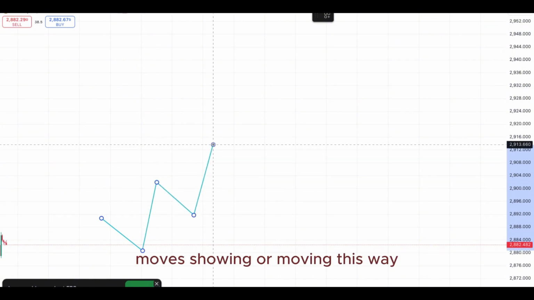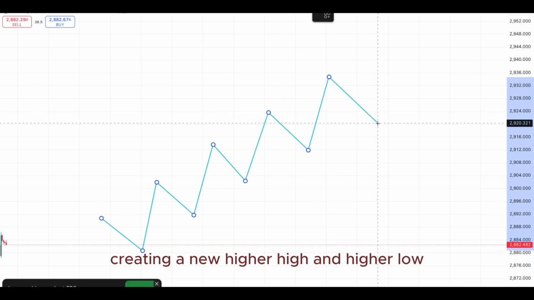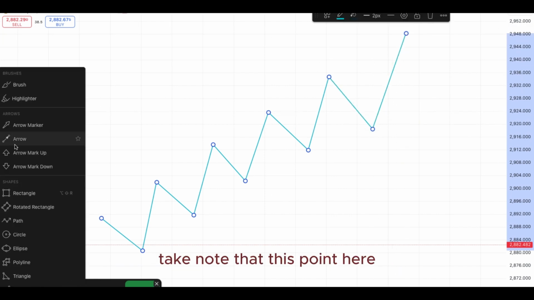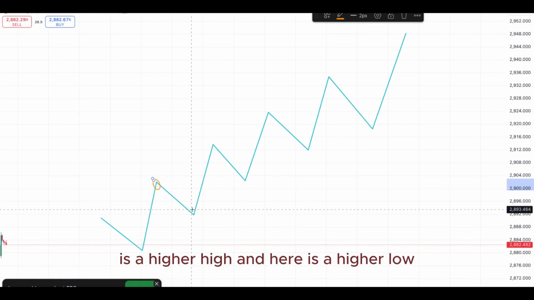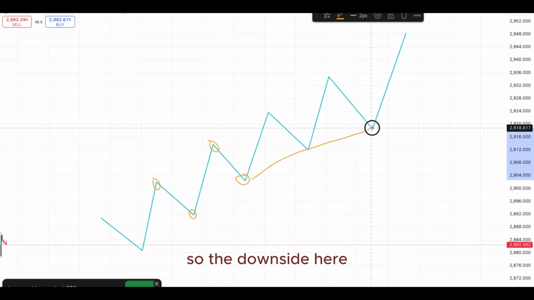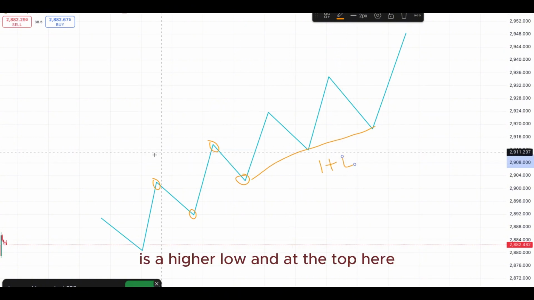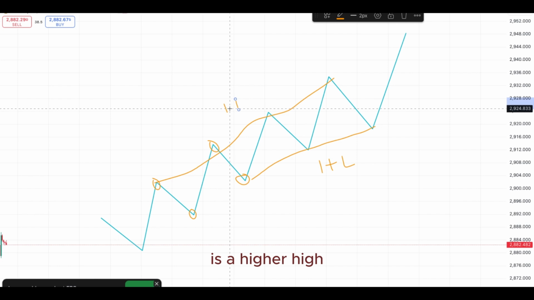moves showing or moving this way, creating a new higher high and higher low. Take note that this point here is a higher high, and here is a higher low. Here is a higher high, here is a higher low. So the downside here is a higher low, and at the top here is a higher high.